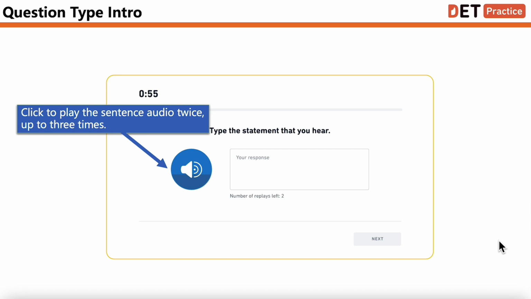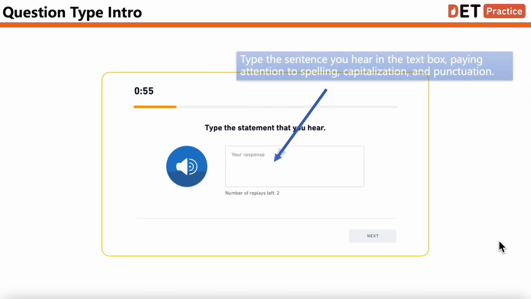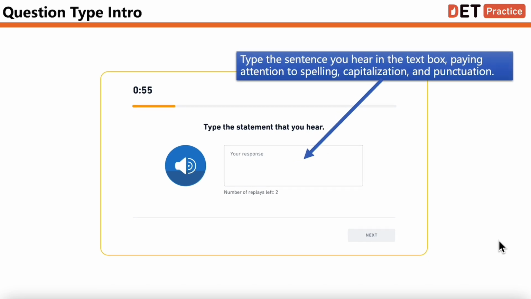After listening to the audio, you need to type the sentence into the text box. Pay close attention to spelling, capitalization, and punctuation, as these are all graded. For example, the first letter of the sentence should be capitalized, and the sentence should end with appropriate punctuation. This covers our introduction to the question interface.